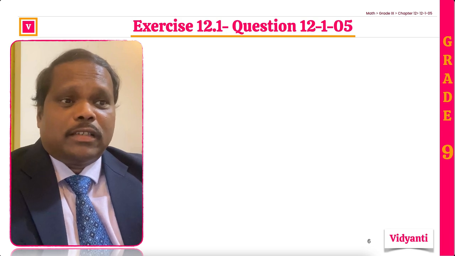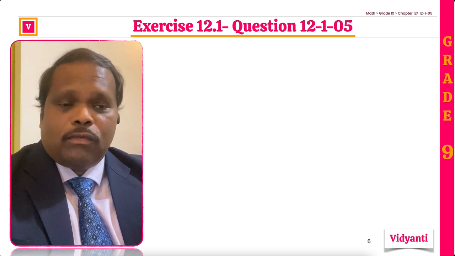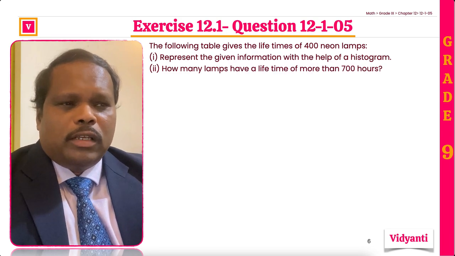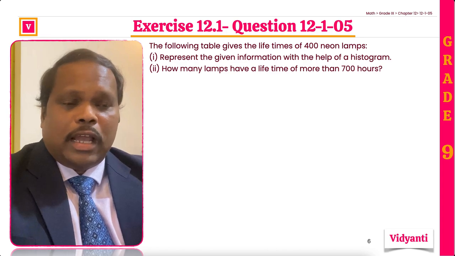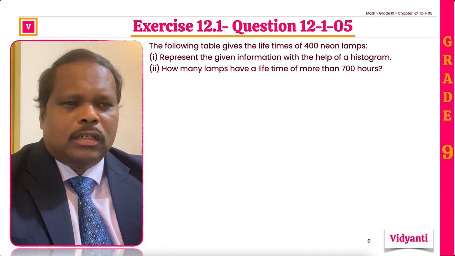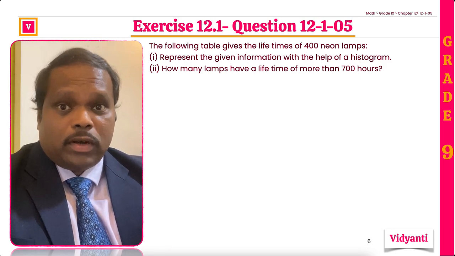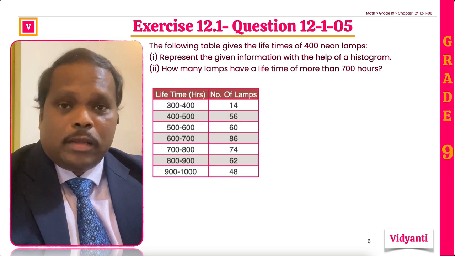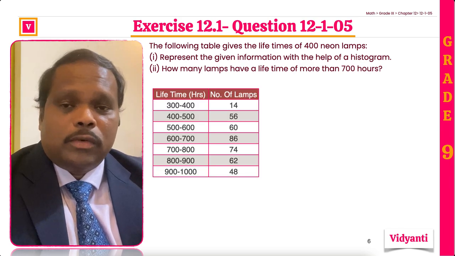The next question in this exercise, question 12.1.5. The following table gives the lifetime of 400 neon lamps, and we are supposed to represent the given information with the help of a histogram. How many lamps will have a lifetime of more than 700 hours? So this is the table which is a part of the given question.